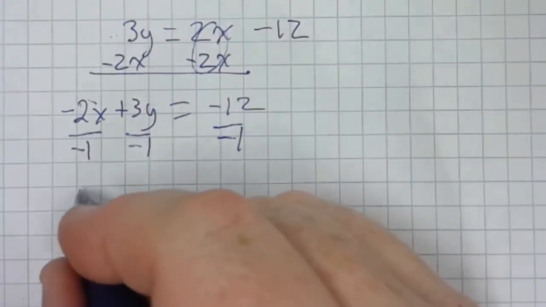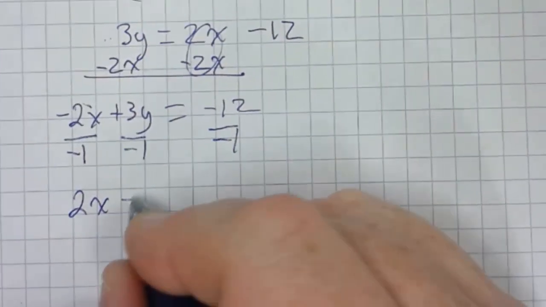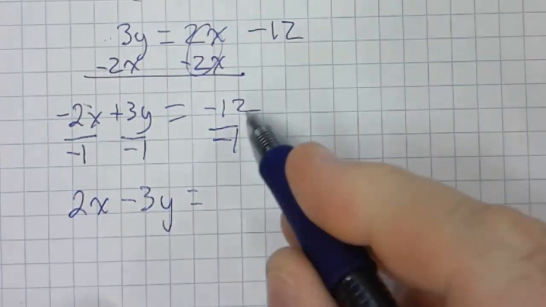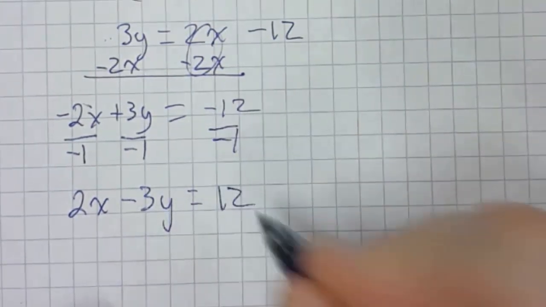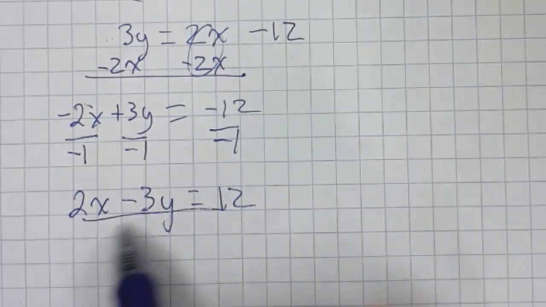This becomes a positive 2x. This becomes a negative 3y, which turns to a minus, and then negative 12 over negative 1 is a positive 12. So this ends up being my standard form.